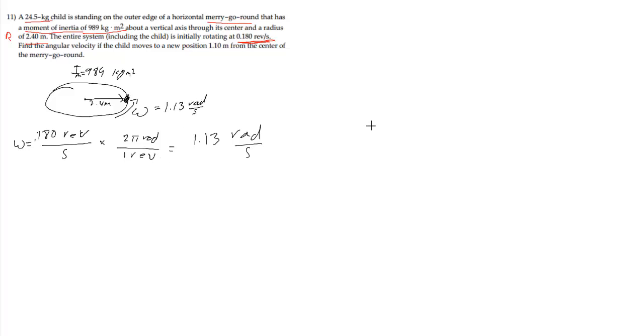All right, so this is initially, and then finally, the child moves to a smaller radius of 1.1 meters, I believe, right? Yep. The radius of our merry-go-round is still 2.4, and the I is still 989 kilograms meters squared. But now the added moment of inertia of the child is going to be different.